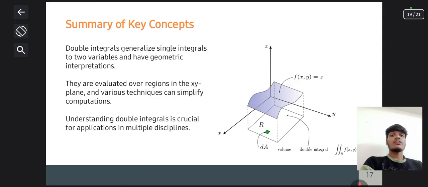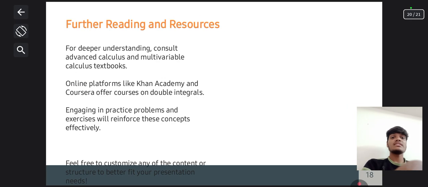Next, summary of key concepts. The total summary is that double integrals generalize single integrals to two variables and have geometric interpretations. They are evaluated over regions in the xy plane, and various techniques can simplify computations. Understanding double integrals is crucial for applications in multiple disciplines.